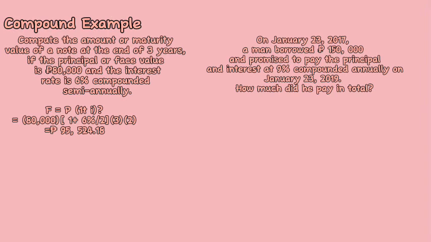So the second example is, on January 23, 2017, a man borrowed 150,000 and promised to pay the principal and interest at 9% compounded annually on January 23, 2019. How much did he pay in total?